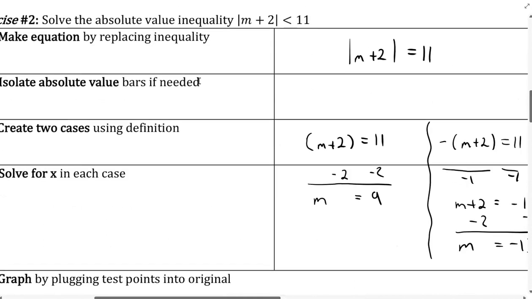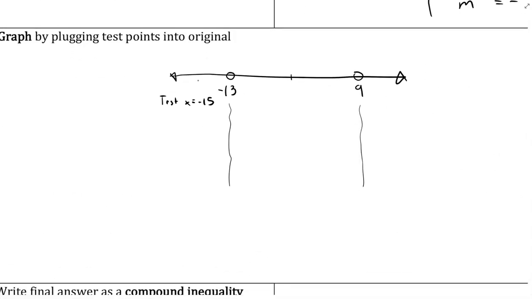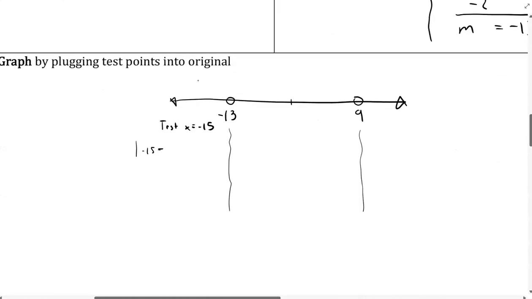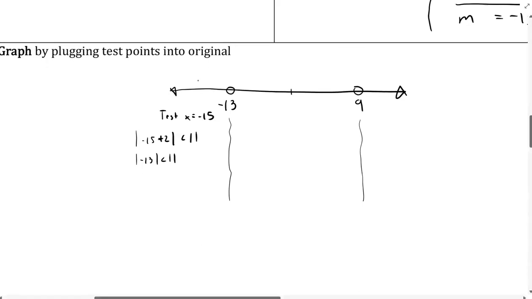And so we'll plug that into our original problem. The absolute value of negative 15 plus 2 is less than 11. Okay, well, this is the absolute value of negative 13 is less than 11. Well, the absolute value of negative 13 is 13, right? Because negative 13 is 13 away from 0. And this is false. So we are not going to fill in this leftmost section.